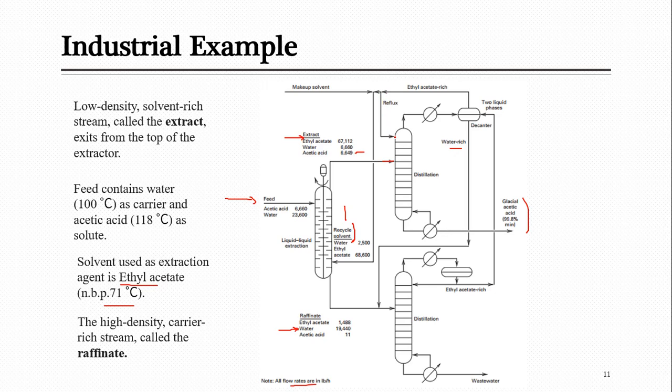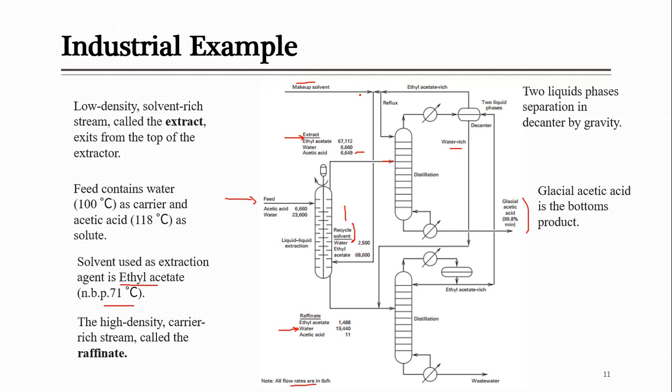One will go for reflux of this distillation column tower, and the other major portion will go to the extraction unit. Now you can see here that it gets mixed with some makeup solvent. Definitely we will have to have a makeup, because, sorry, I just forgot to mention this.